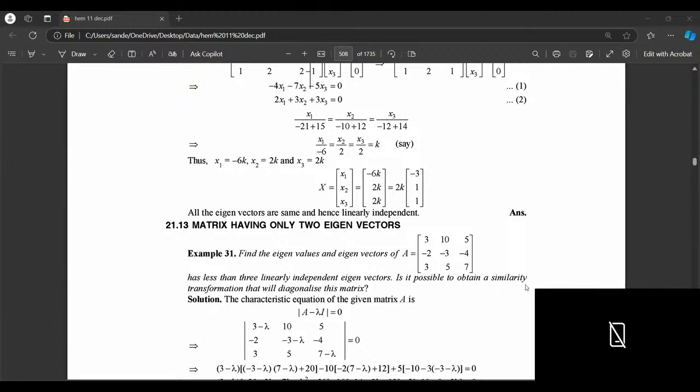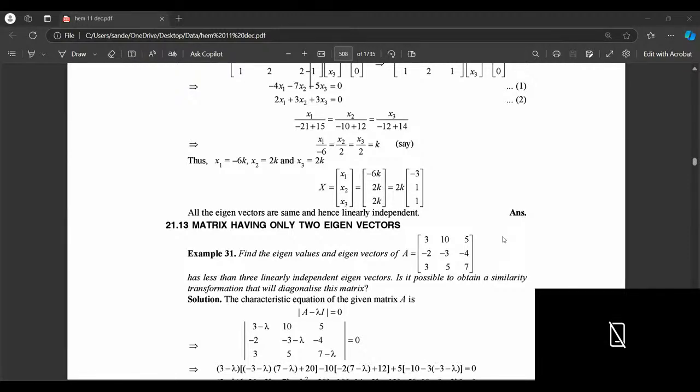So if you are not having any query, this is about eigenvalues and eigenvectors. We have discussed 4 cases. Yesterday we discussed eigenvalues, how to find the eigenvalues. I will summarize in 1-2 minutes.